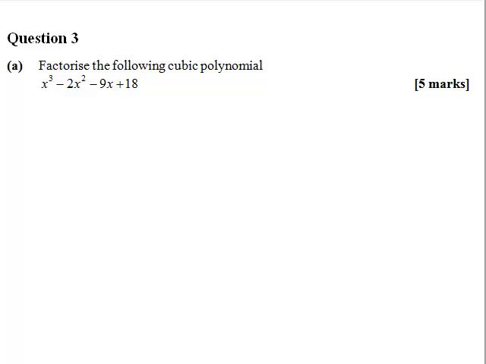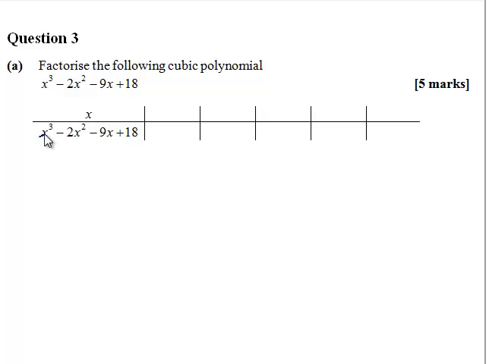Question 3. Factorise the following cubic polynomial. There's no easy way to factorise a cubic polynomial, so we'll start by trying to guess one of the roots. Let's start with a table. If x is 0, that's 0, 0, 0. The expression is equal to 18, so x equals 0 is not a root.